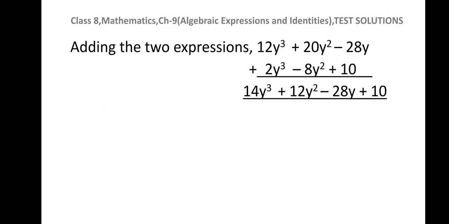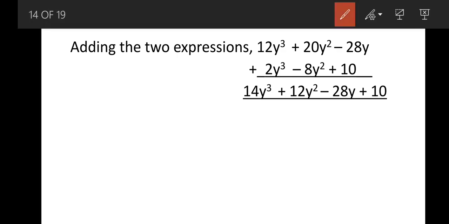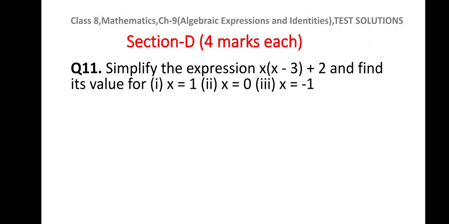Okay. Now adding the two expressions, simply 12 plus 2, 14y cube. Like terms I need to add. 20 minus 8, it will be 12y square. This is y and this is a constant term, so they will be written like this. So your answer is 14y cube plus 12y square minus 28y plus 10. This is your answer. Coming to section D, that consists of 4 marks questions.